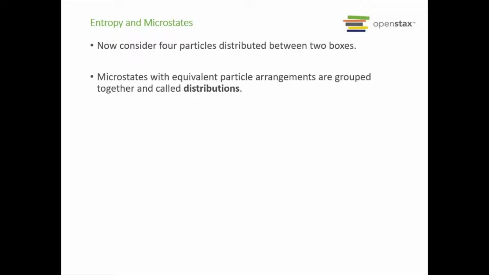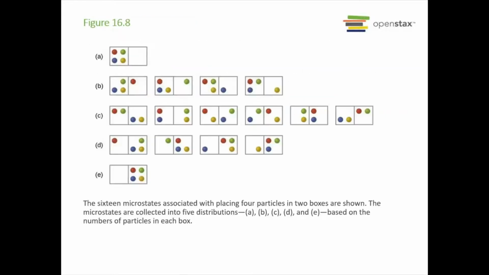Now, if we have 4 particles between 2 boxes, that gives us big N of 4 and little n of 2. That means 2 to the 4th power gives us 16 microstates. We're going to see this on the next slide, but when you have microstates that have equivalent particle arrangements, we group them together, and these are called distributions.